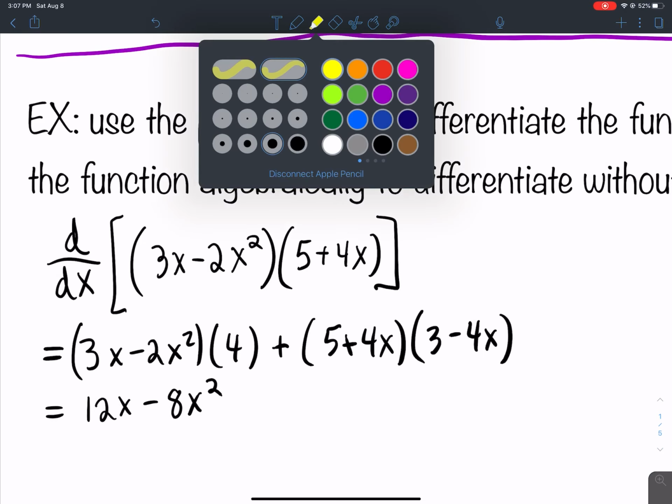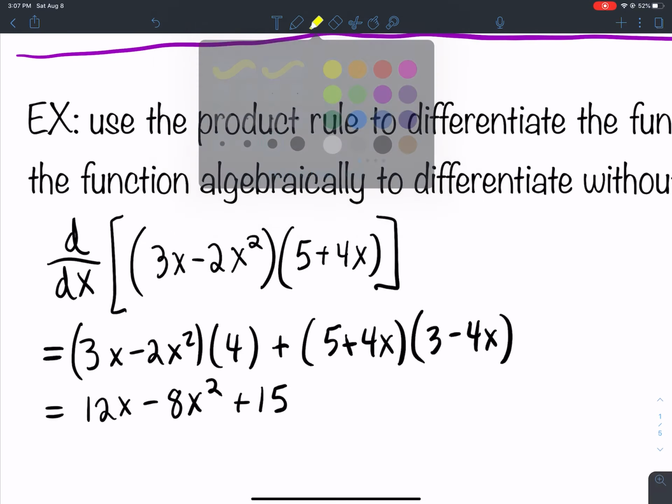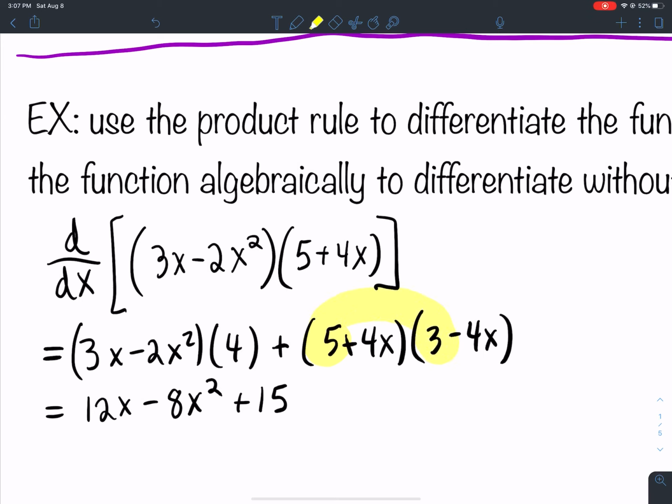All right. Now I'm going to add. So here I need to do FOIL. So 5 times 3 is 15. And then 5 times negative 4x is negative 20x. And then I have 4x times 3, which is 12x. And then 4x times negative 4x is negative 16x squared.